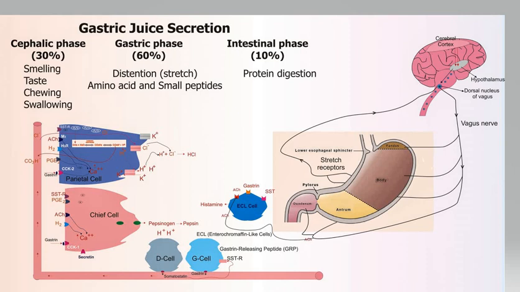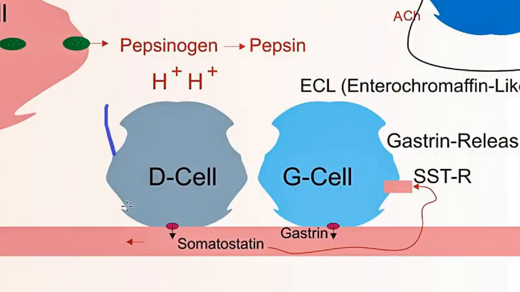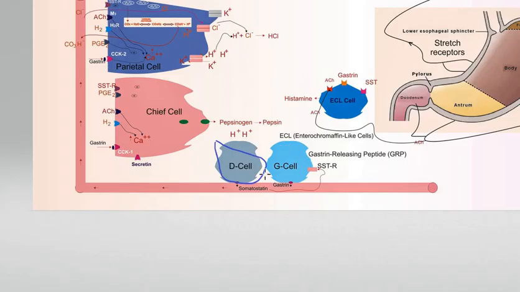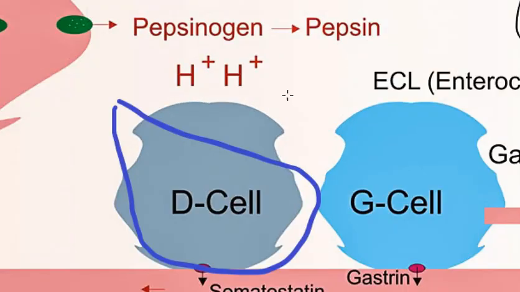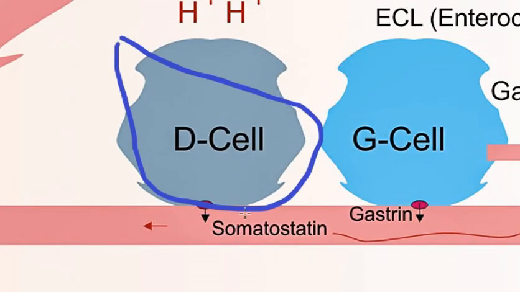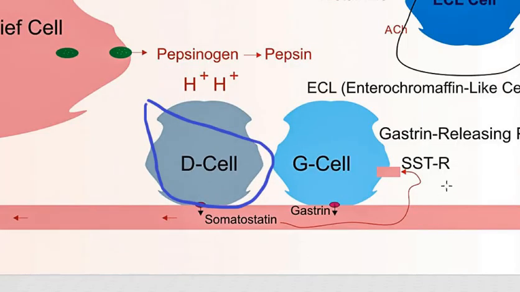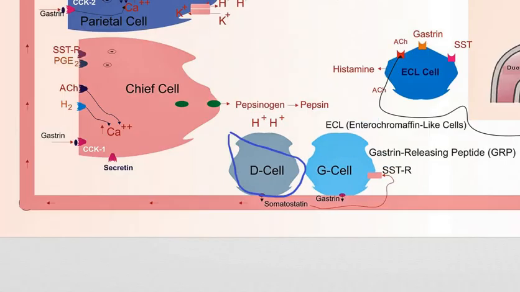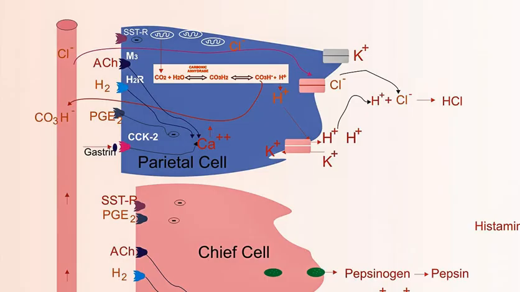Now I will discuss some inhibitory processes that occur naturally inside the stomach. This is the D cell or delta cell present on the antrum region of the stomach. When hydrogen ions exceed in the stomach, they stimulate D cells and D cells secrete somatostatin. This somatostatin binds with the somatostatin receptor present on the G cells and inhibits the secretion of gastrin. So this way gastric juice secretion is inhibited naturally.